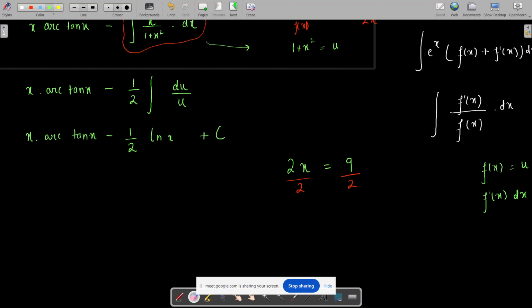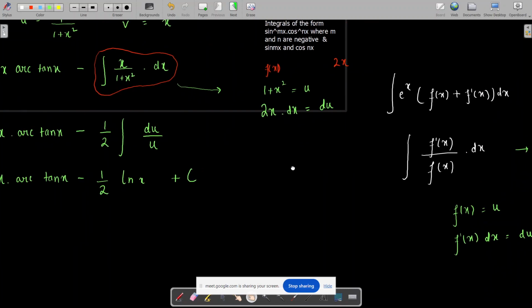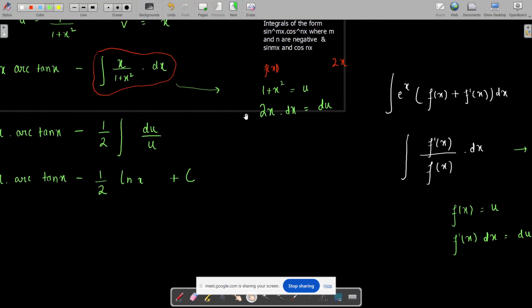So tell me, what will be the integration of 1 plus x squared? Sorry, I mean differentiation. Oh, differentiation? 2x. 2x, yes. That's what we are doing. So 2x dx equals du. Is this step clear? Yes.